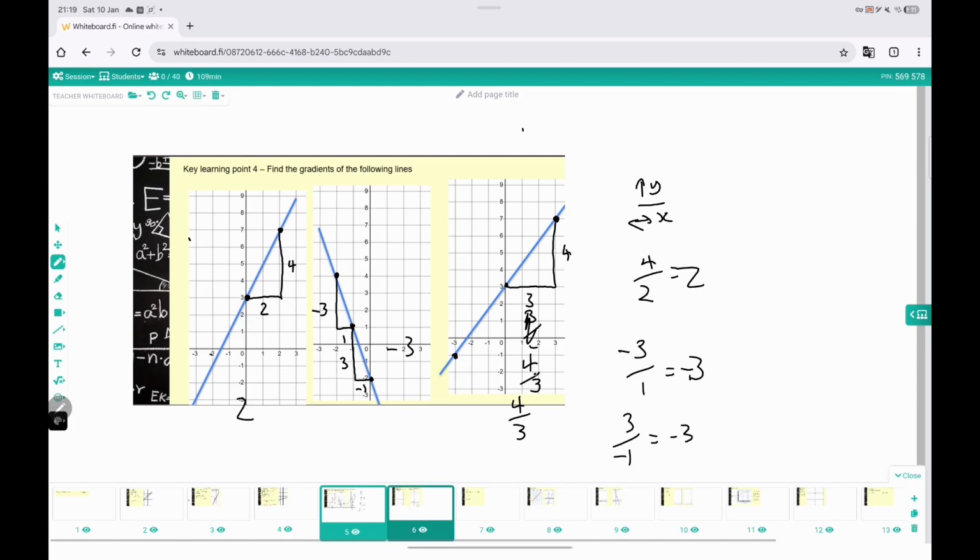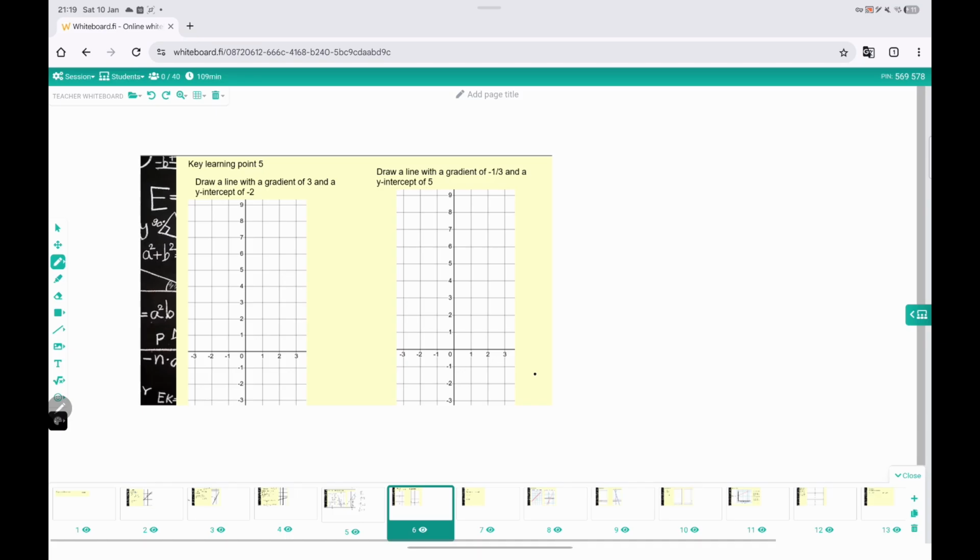It's just 4/3. Okay. Key learning point number 5. We need to draw a line with a gradient of 3 and a y-intercept of minus 2. It's easiest to start from the y-intercept, which in this case is minus 2. Remember, the y-intercept is where it crosses the y-line. Okay, so it crosses the y-line at minus 2. So I know my graph, my line at some point is going through that point. I've got a gradient of 3, which means for every one along, I'm going up by 3. So my next point's there.